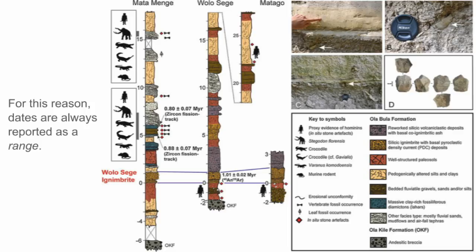For this reason, human evolution dates are almost always a range because you're showing the minimum, which is the datable layer below the fossil, and the maximum, which is the datable layer above the fossil, right? So this little bone is shown, and we see zircon fission track dating material above and below. So we know that whatever this bone is, it was laid down some point between 0.88 plus or minus 0.07 million years ago and 0.8 plus or minus 0.07 million years ago. And that's usually how these fossils are dated.